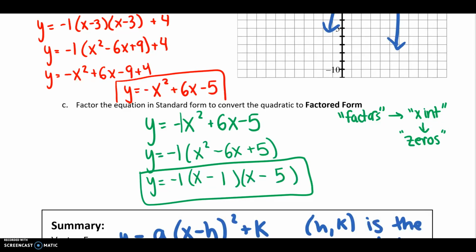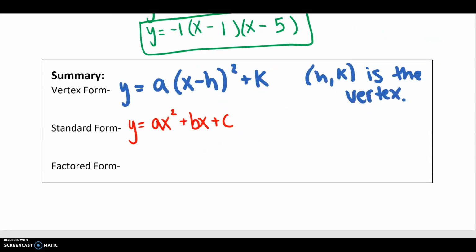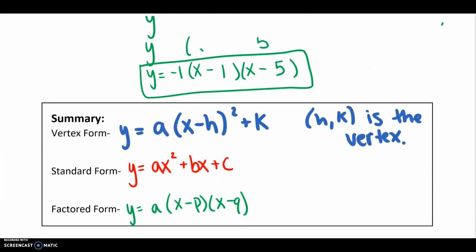Before we actually find the x-intercepts, I want to summarize what factored form looks like. Factored form will look like it was factored. You might have some number outside the factors here. That is our a value. Then you'll have some sort of factored form, which I'm just going to use p and q to represent our factors. So that's what factored form looks like in general.